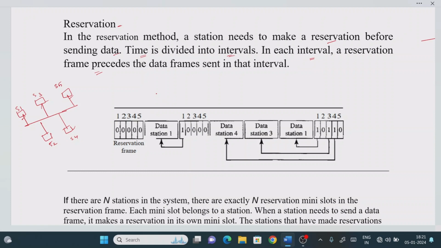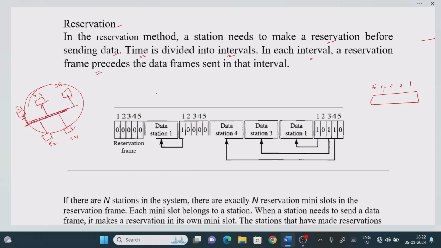So precede the data frame sent in that interval. The simple meaning is that, how many stations do we have? 5 stations. So something like this: 1, 2, 3, 4, 5 stations are there. Now here we will have some total time period, nothing but the maximum amount of time that we can send the information through the channel.